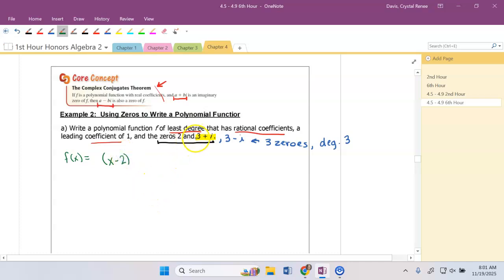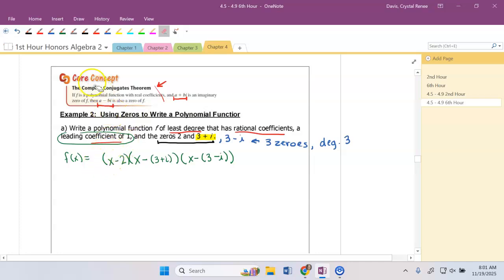Well, the same concept. If 3 plus i is a 0, that means x minus (3 plus i) is a factor. And if 3 minus i is a 0, that means x minus (3 minus i) is a factor. Now I can have an a right here, but when it says leading coefficient of 1, that just means my a is 1. So if you want to put a 1 there, you can, or you can just keep it like this.